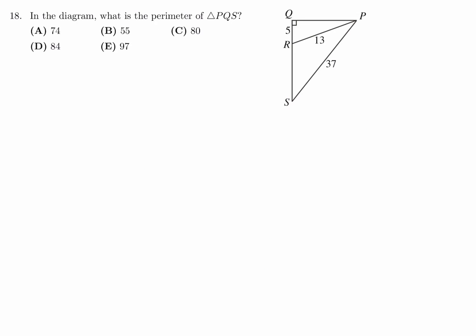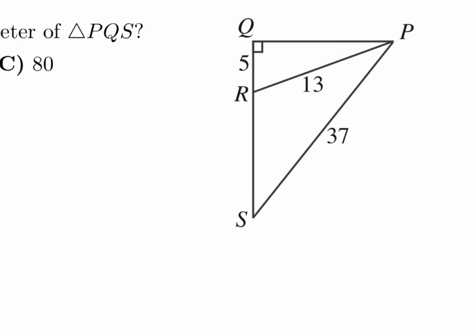In the diagram, what is the perimeter of triangle PQS? This is a right angle, so we can use Pythagoras to figure out QP. QP squared plus 5 squared is equal to 13 squared. QP squared is 169 minus 25, which is 144. And therefore QP is equal to 12. So first and foremost, we got that.